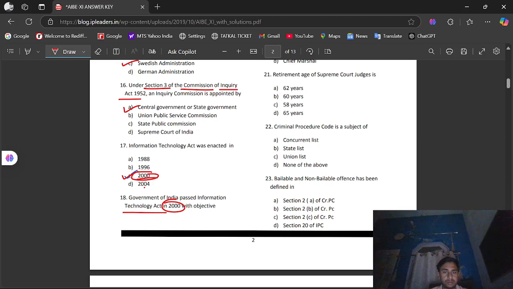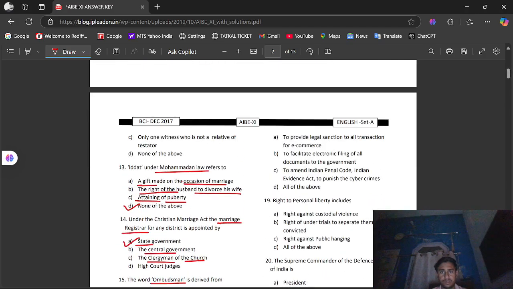Question number 18. Government of India passed Information Technology Act in 2000 with objective. Option A, to provide legal sanction to all transactions for e-commerce. Option B, to facilitate electronic filing of all documents to the government. Option C, to amend Indian Penal Code, Indian Evidence Act to punish the cyber crimes. Option D, all of the above. Its right option is option D, which is all of the above.